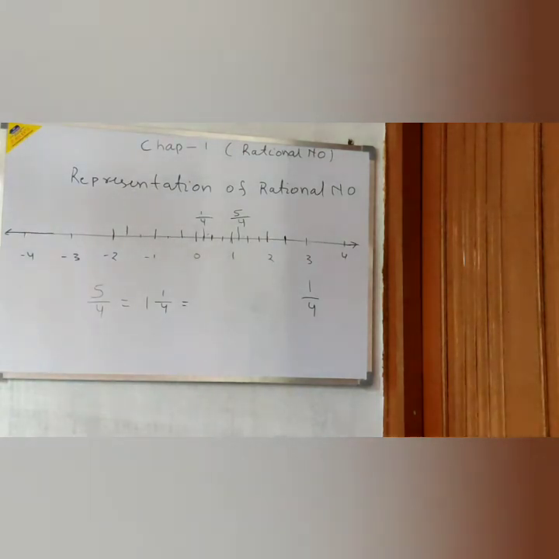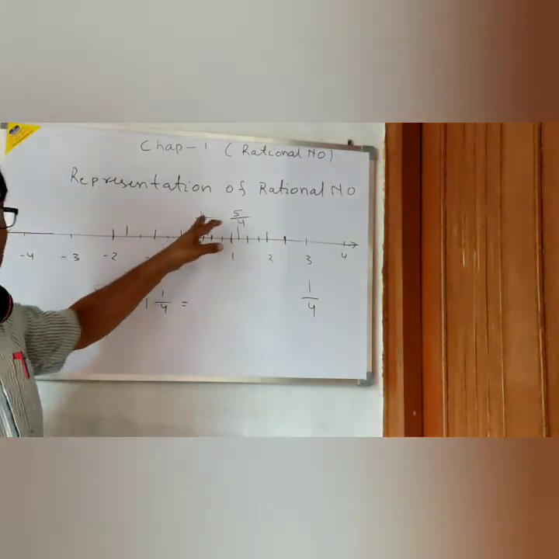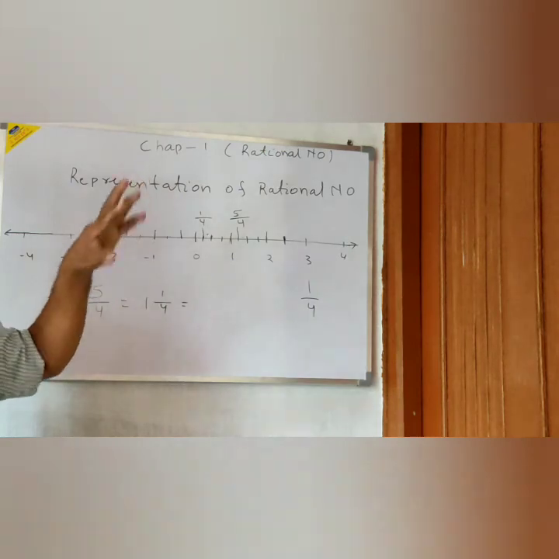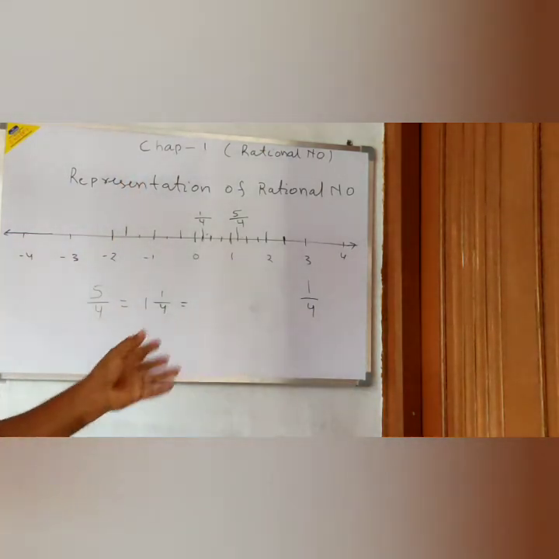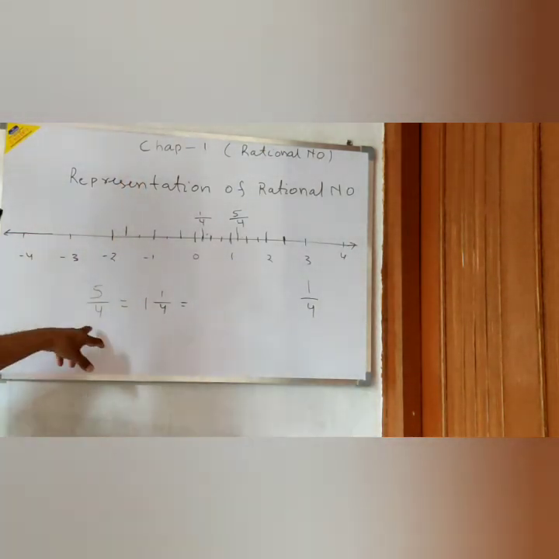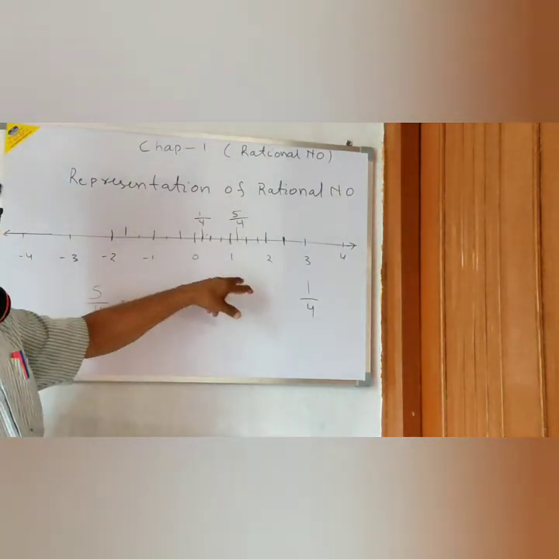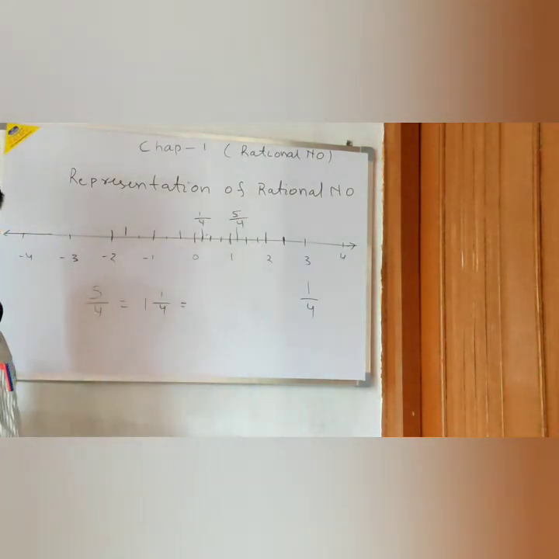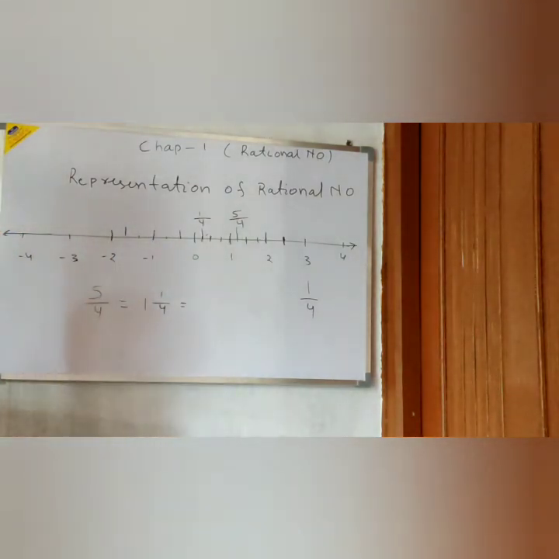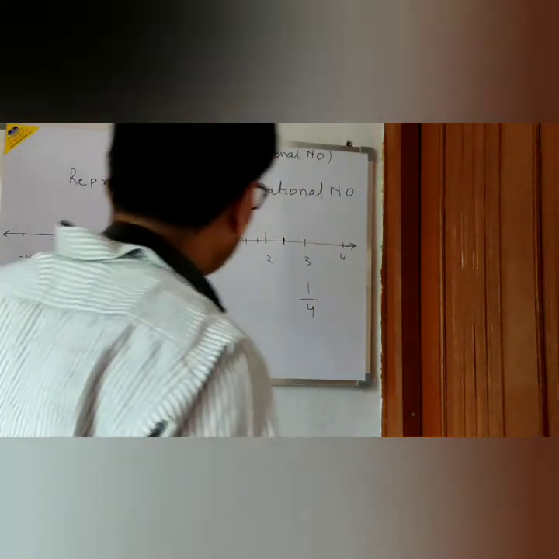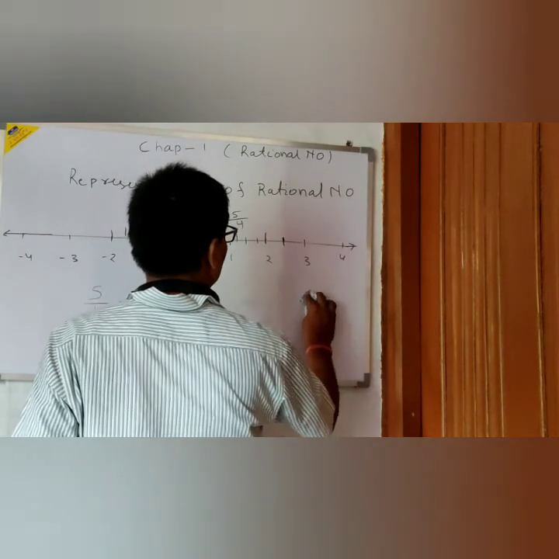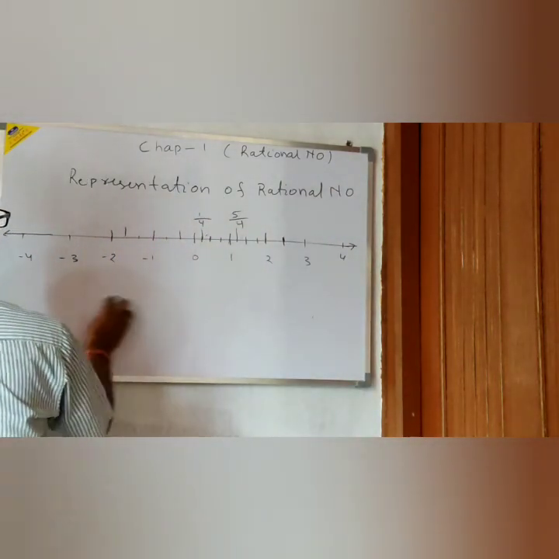How can you represent a number on the number line? Different numbers and different fractions you want to represent on the number line. Rational numbers, positive or negative, both are represented on this number line. In this way we can represent many more numbers on the number line and parts of it.